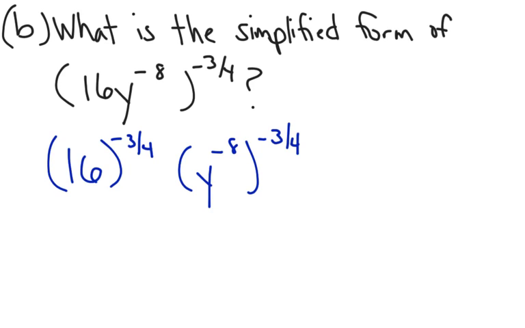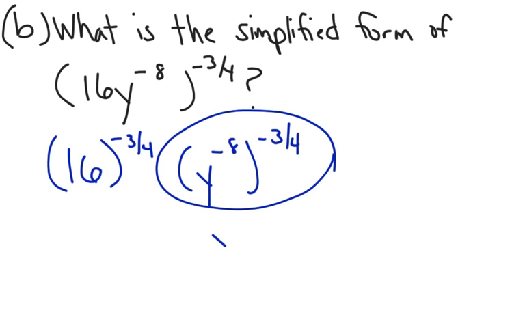So I've got 16 to the negative 3/4 power, and I've got y to the negative 8th to the negative 3/4 power. I'm going to start with this, only because when I multiply those exponents together, they're going to make a positive, which is awesome because I like to have positive exponents. Negative 8 times negative 3/4 is 24/4, which is 6. So that's going to reduce to y to the 6th. Okay, now let's go back to the other half.